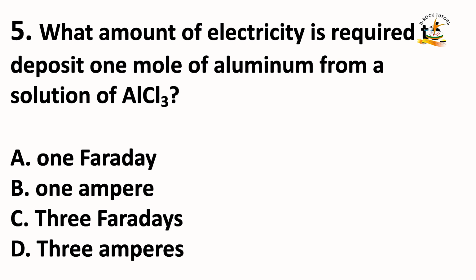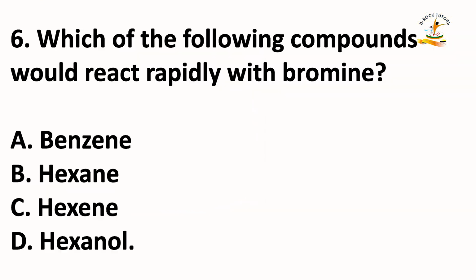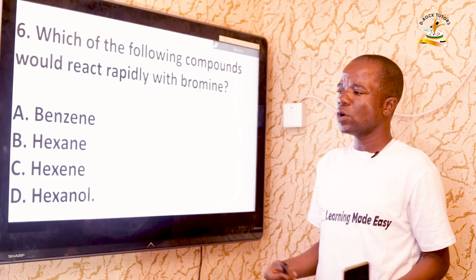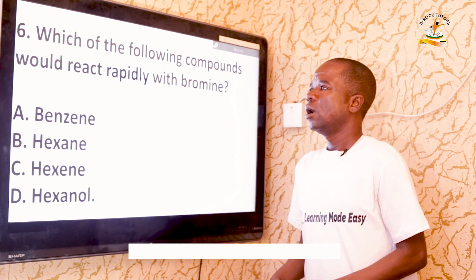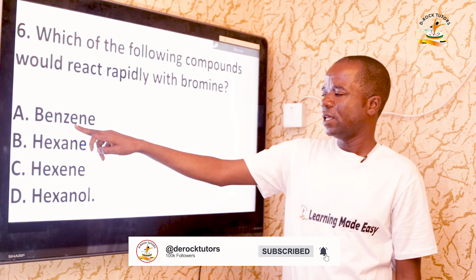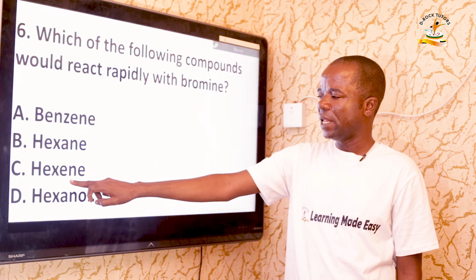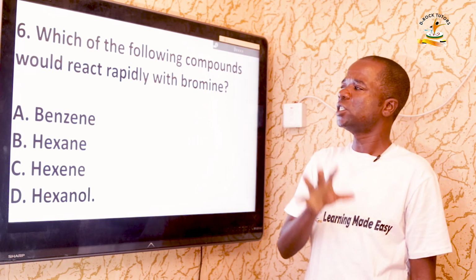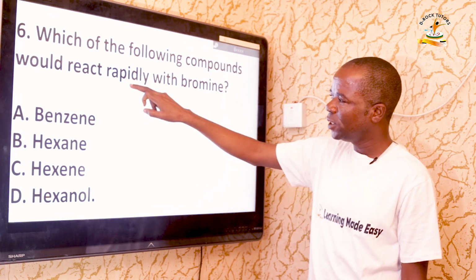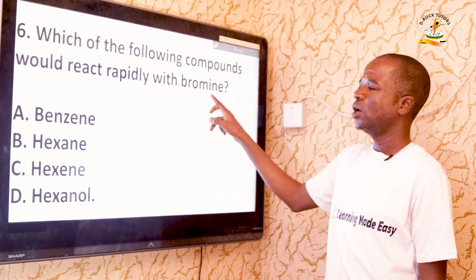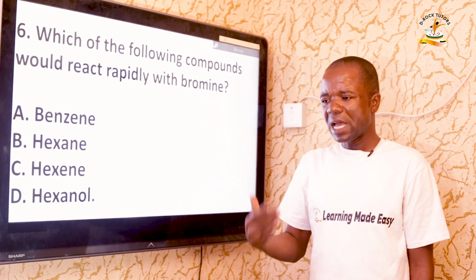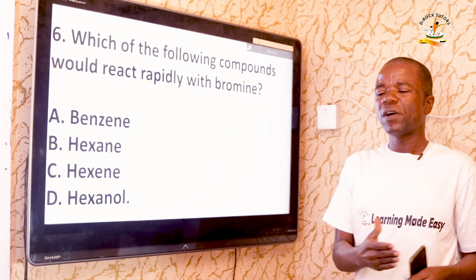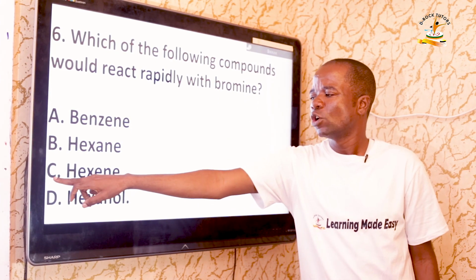Let's look at number 6. Which of the following compounds will react rapidly with bromine? We know that bromine, especially bromine water, is used for testing for unsaturation in organic compounds. Both benzene and hexane will react with bromine water. But the question specifically asks which of them will react rapidly, emphasis on rapidly, with bromine. Benzene will react with bromine, all right, but the reaction is not rapid. The reaction only takes place in the presence of a catalyst. The correct answer here is option C.